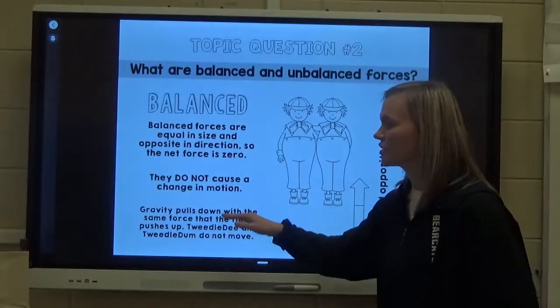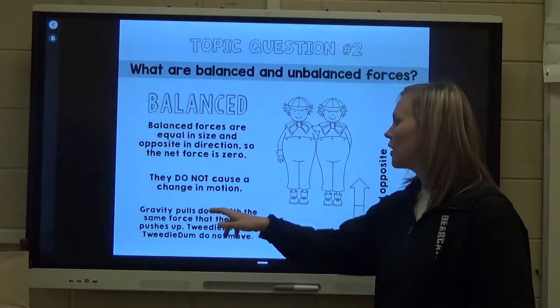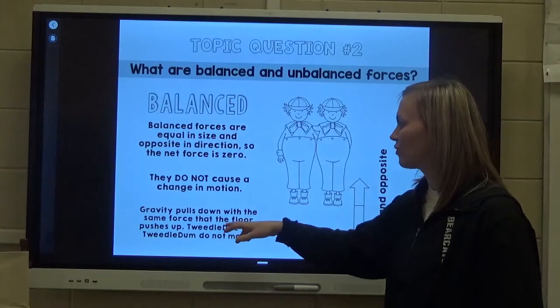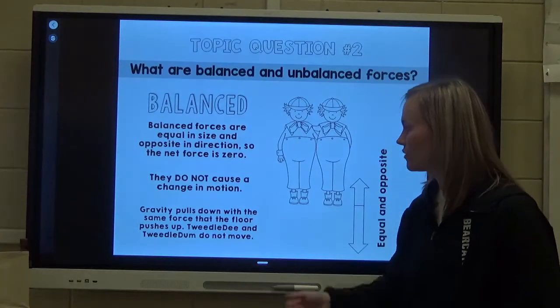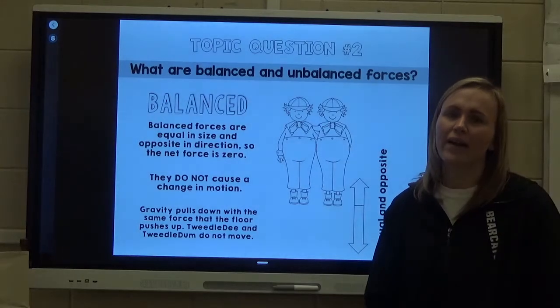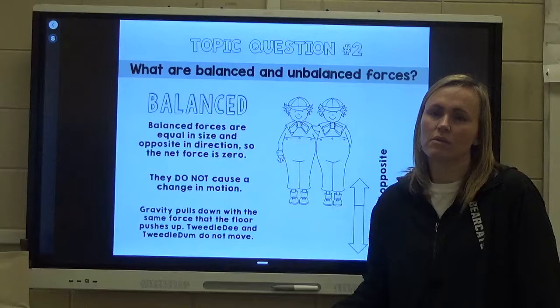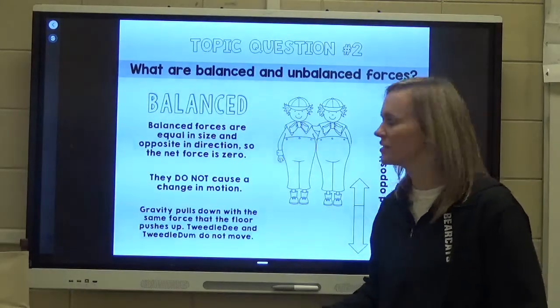They do not cause a change in motion. So again, that flag would not be moving during our tug-of-war. Gravity pulls down with the same force that the floor pushes up on. So Tweedledee and Tweedledum don't move. Standing here on the floor, it's not like gravity's just pushing us, pushing us, pushing us. The ground is pushing up with the same force, so we're just chilling, so to say.